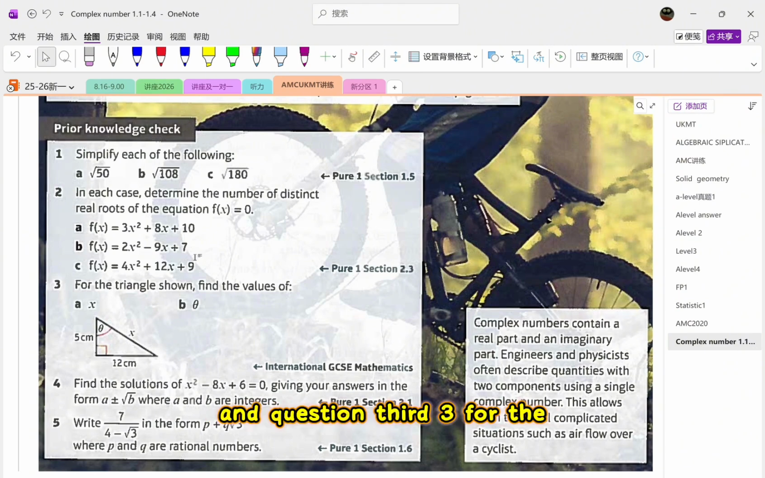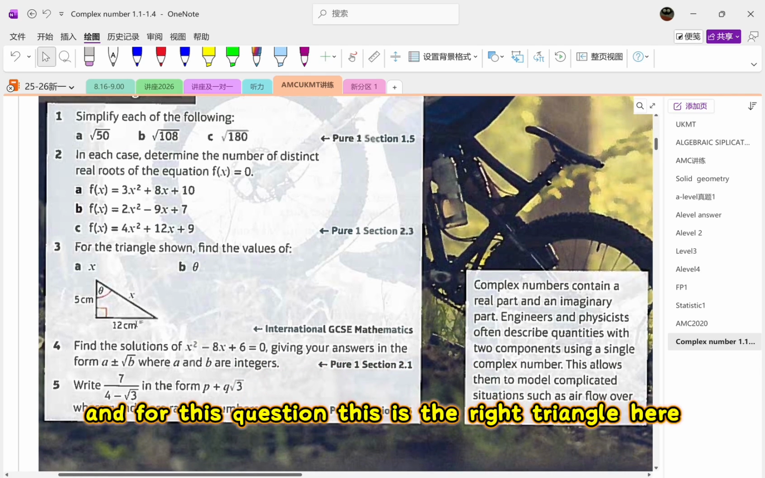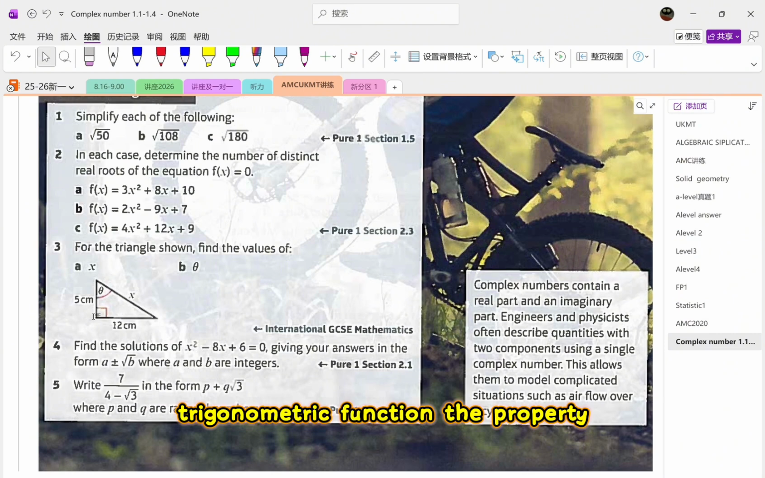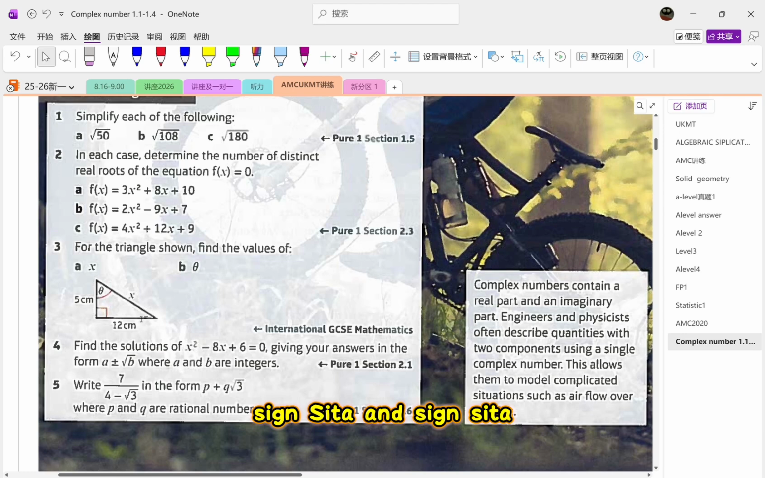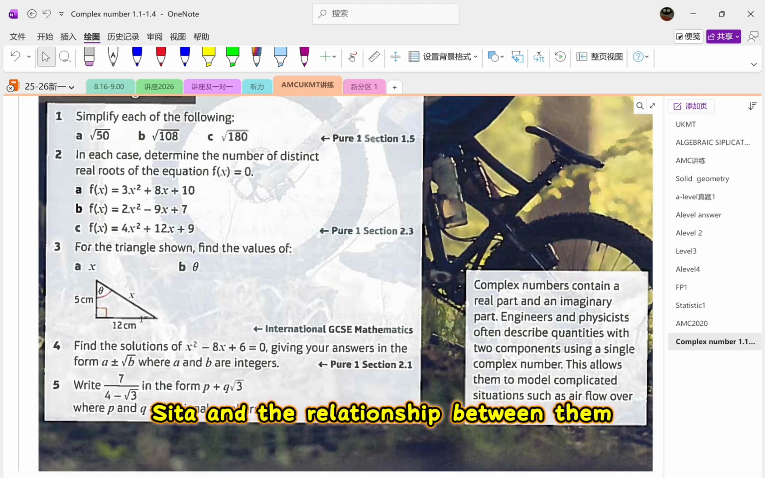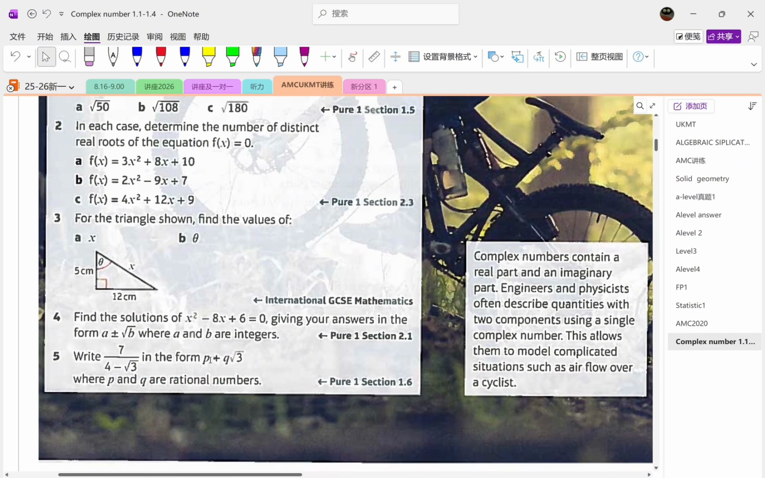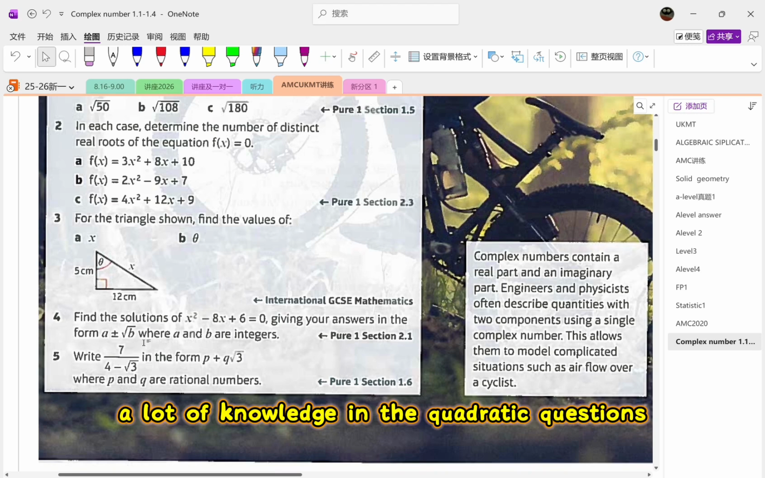And question 3 is for the triangle shown. This is a right triangle here. So you should know the Pythagorean theorem, the trigonometric functions, the properties of sine theta and cosine theta, and what tangent theta is, and the relationship between them. For question 4, find the solutions of a quadratic equation. It's like question 2, a lot of knowledge in the quadratic questions.